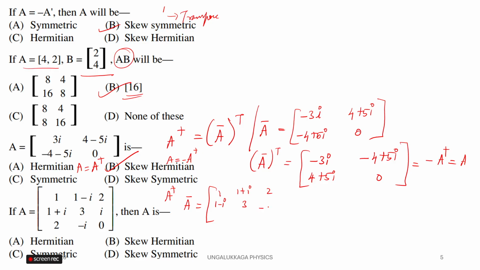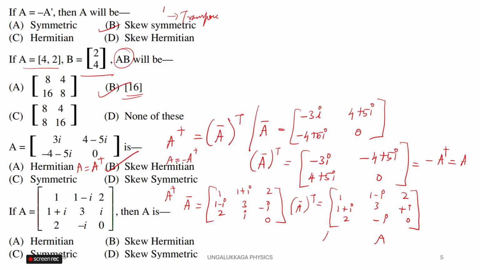And A dagger, the transpose, is equal to 1, 1 plus i, 2, and 1 minus i, 3 minus i, 2 plus i, and 0. So this is nothing but A. So A dagger is equal to A. Then we call that a Hermitian matrix, right?